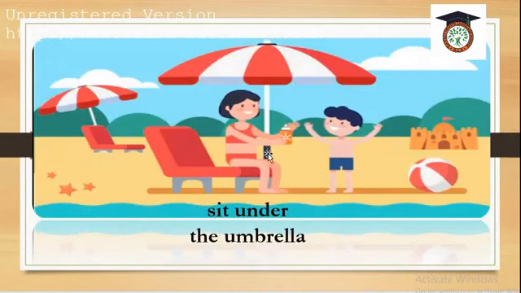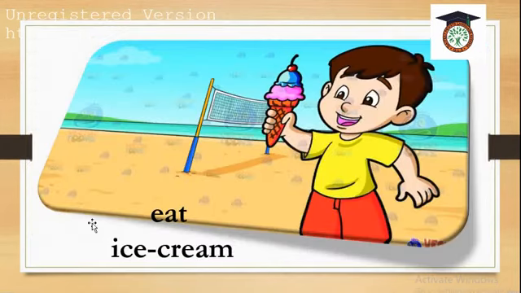We can sit under the umbrella. This is the umbrella and this is a chair. So, we sometimes put the chairs under the umbrellas and we sit under the umbrellas. Also, in the picture, we can see a ball. So, we can play with our balls on the beach. Yes, we also eat ice cream. So, on the beach, we can eat ice cream.